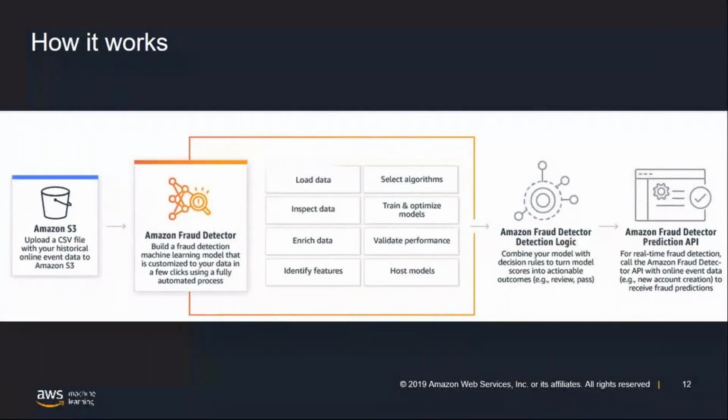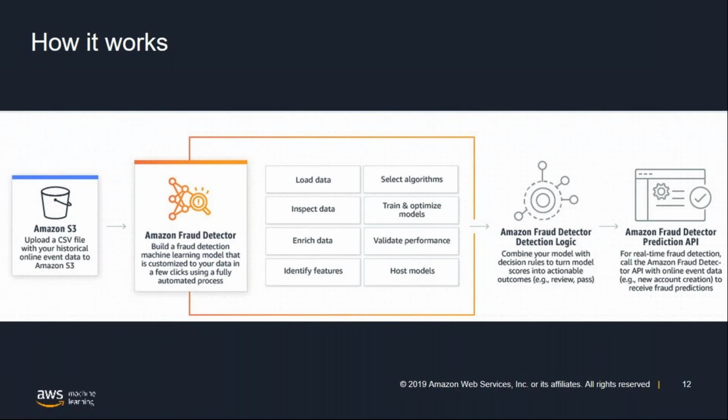So how does it work? First of all, you take your training data set, you upload it to S3. Amazon Fraud Detector will pull your data set from S3, run it through our automated machine learning pipeline that we've built specifically for fraud detection models. We'll get more into that pipeline on the next slide. The output from that automated process is a customized machine learning model based on your data set and enriched data that we use through the automated model building process.